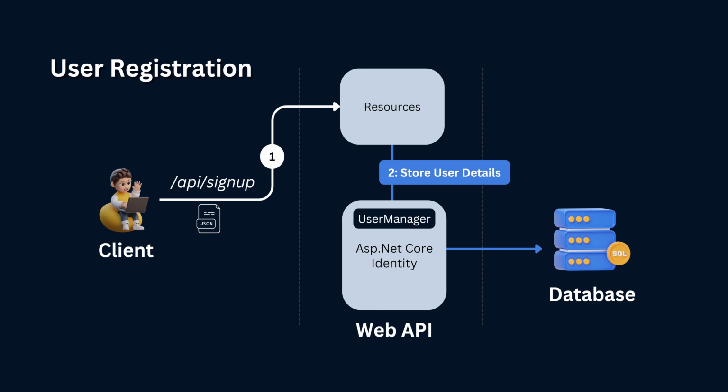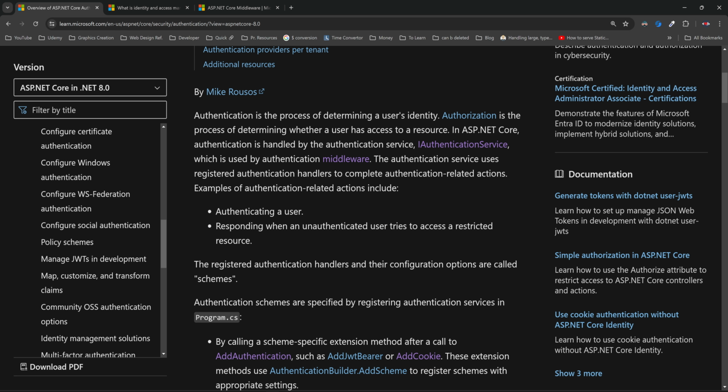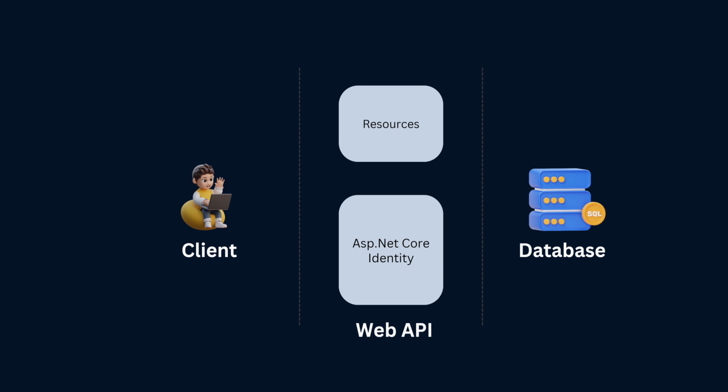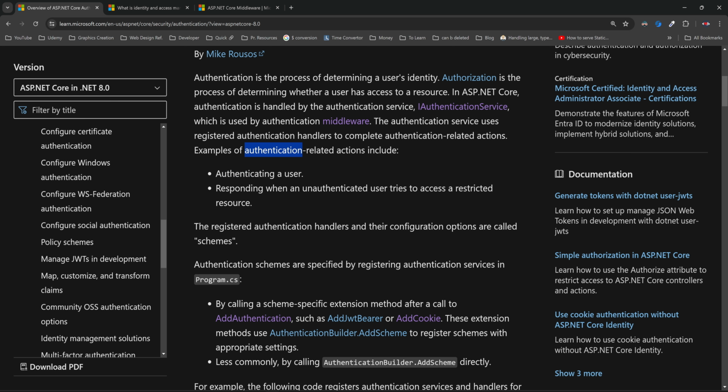Now as a next step, we are going for user authentication. So let's start with the definition itself. Authentication is the process of determining a user's identity. So during the authentication process, the web API expects the credentials which were first passed to the web API during the user registration process. Now it is the responsibility of the web API to check whether there is an identity with the given credentials. So that's what we are going to implement as part of user authentication in this video. The process of authentication involves authenticating a user and responding when an unauthenticated user tries to access a restricted resource.